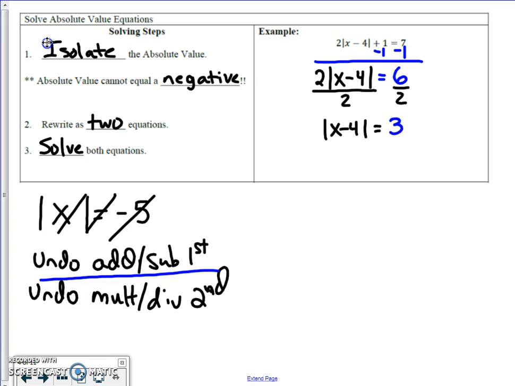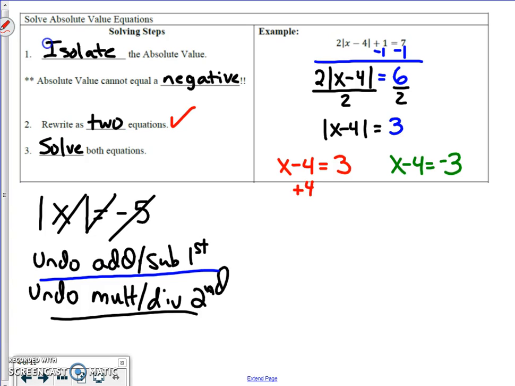Now, this is the step where we're going to rewrite as two equations. So we are going to write x minus 4 is equal to positive 3, and we're going to write x minus 4 is equal to negative 3. Because again, the absolute value here being equal to 3, well, negative 3 and positive 3 are the same distance away from 0. Now we're just simply going to solve for x.